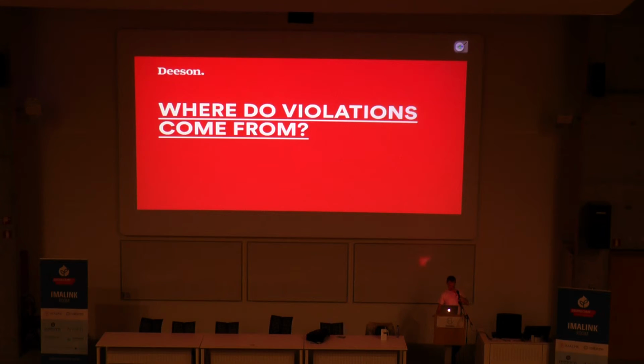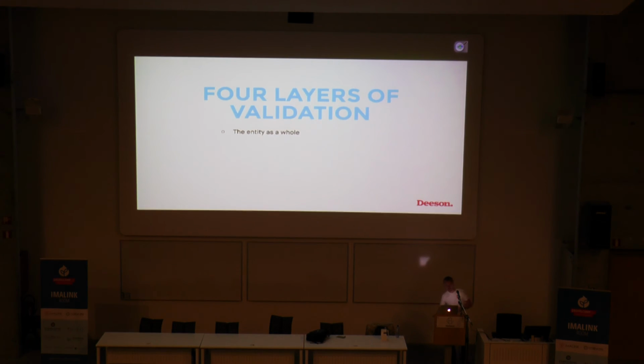So I talked about several levels of those violations, so let's see where they come from. There are actually 4 levels. First of all, you can validate on the entity level. It validates the entity as a whole, but also everything on the lower level, so the fields, the field properties, and whatnot. But you can also validate just a single field or an entry on a field.